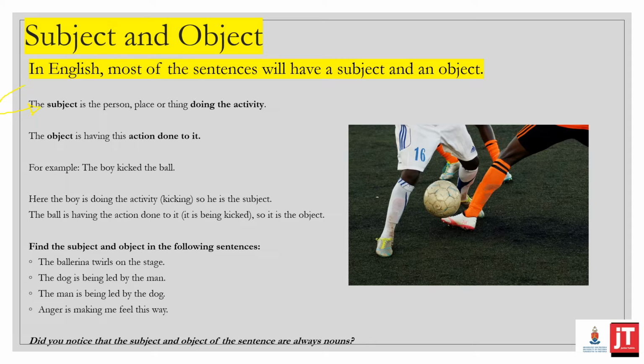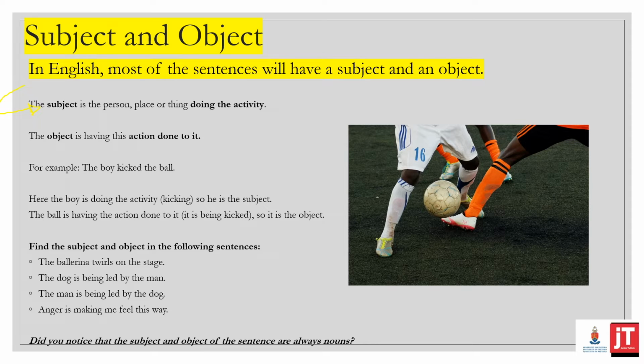Anyway, so the subject is the person, place, or thing that's actually doing the activity. So the subject is the part of the sentence that is in control of the verb, and of the object. And I'll explain that in a bit more detail now. And then let's move on to the object. Now the object is the person, place, or thing that is having an action done to it.